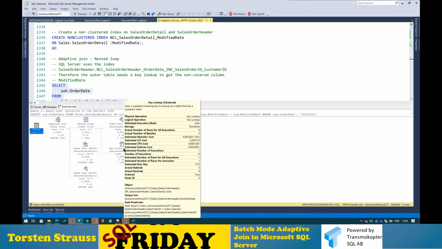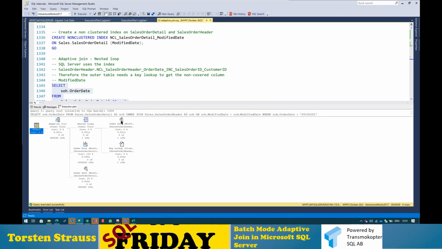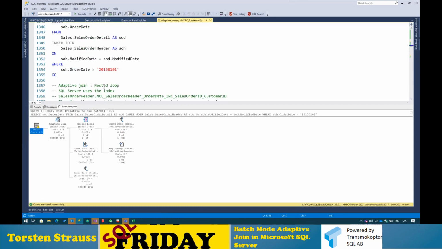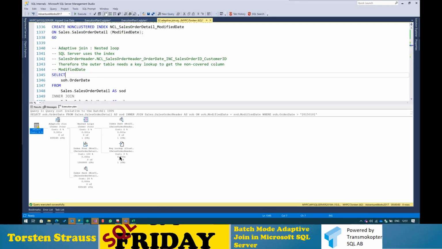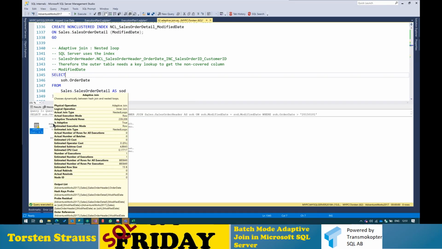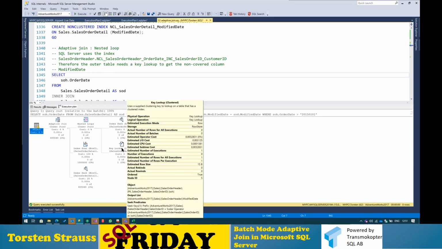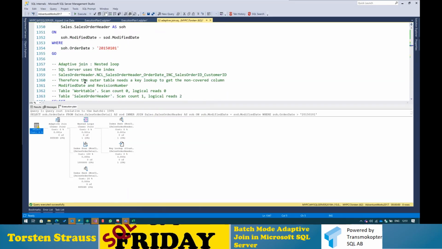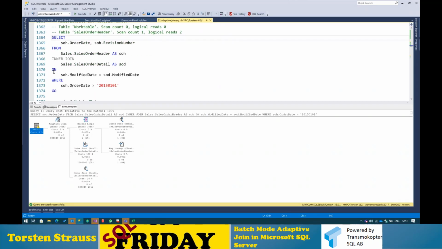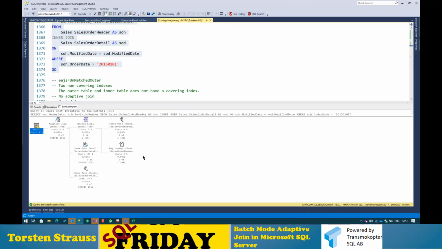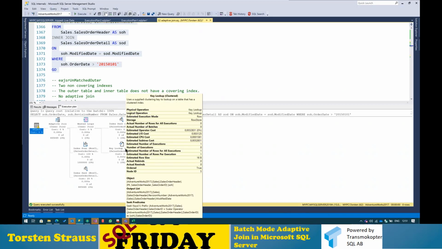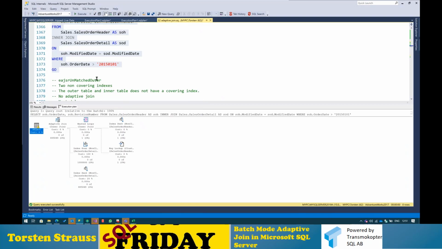We have a key lookup, we have an index seek, and we have the adaptive join, with a nested loop as the preferred actual join type. So the problem here is that the outer table has an index which is currently not covering. We have a key lookup. It still works. When I now execute this example here, we can see that it also works because we still have the key lookup on the outer query.